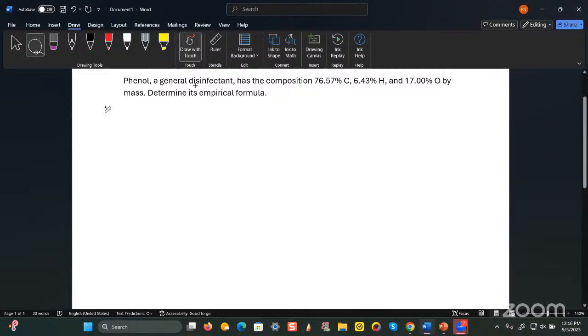Okay, so here's a question. You're given a compound phenol, and it gives you the composition data, percentage-wise, right? And the question is asking for you to determine the empirical formula. So as I said before, I like to do this type of problem in a tabular fashion, right? So I'm going to construct a table where at the top, I'm going to put the formula for the different elements.